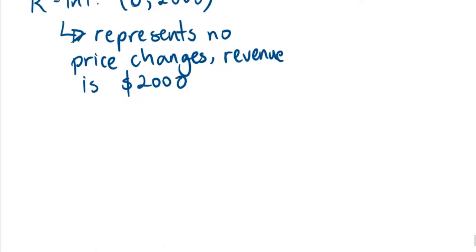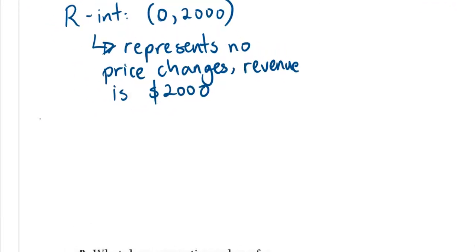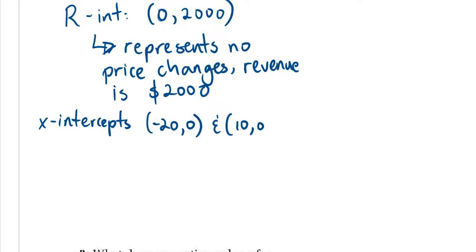What do the x-intercepts represent? Well, the x-intercepts, let's write down what the x-intercepts are. So they are at negative 20 and 0, and 10 and 0. This is when your revenue or your y equals 0. So y equals 0 or r equals 0. Okay, so when revenue, this is when your revenue is 0. No, you don't earn any money.